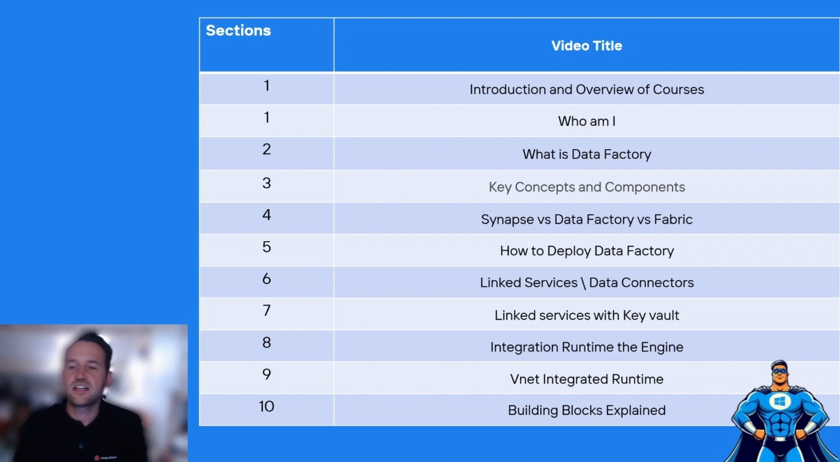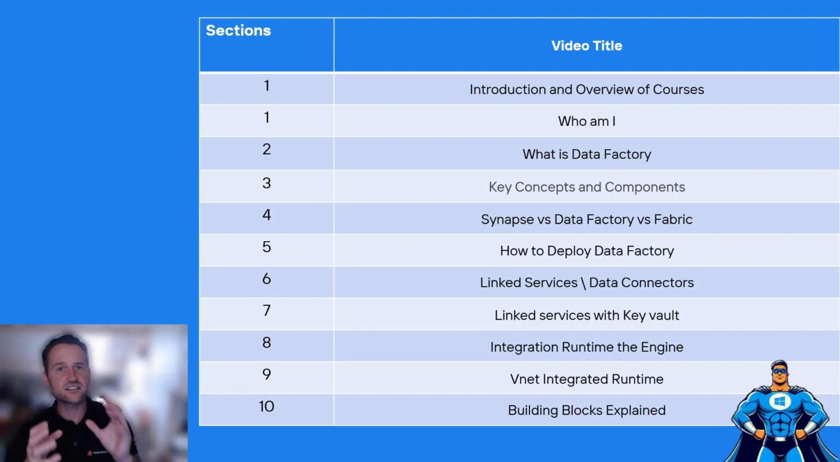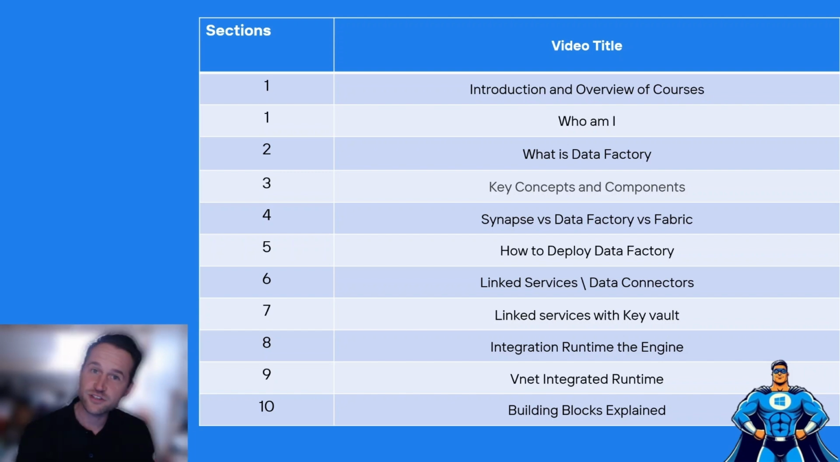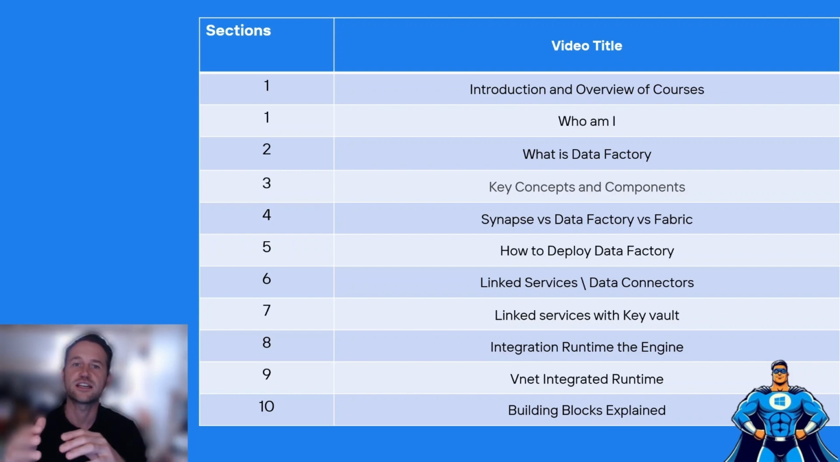Section 3 will be the concepts and components. So the different use cases you can use and what are all the components within Data Factory. You'll learn what is Data Factory, the key concepts behind it, and the vital components that you need. Section 4: Synapse versus Data Factory versus Fabric. Obviously, there are so many different types of Data Factory now. It's good to know the differences and why you would choose one over the other.